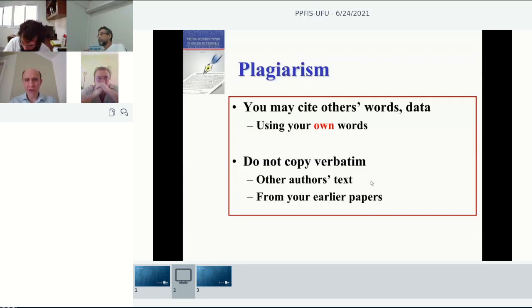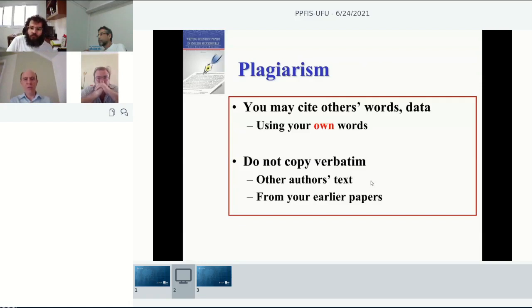But except from that, you can never copy text. You can never copy from any source, even including from your own papers. So there are 9 steps for you to practice this strategy.